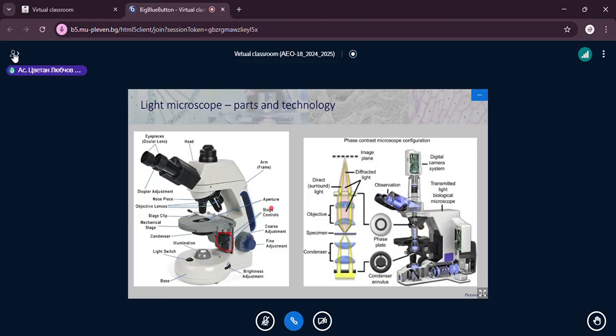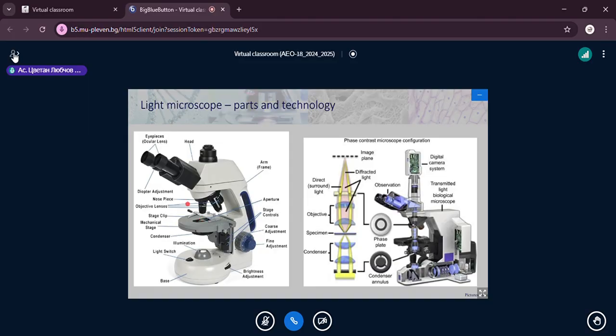These are called stage controllers, in order to move the slides forward and backward, like this and this way, or this and this way. So left and right, forward and backward. This is very important for us because this will allow us to guide ourselves on the slide very precisely. It's a narrow, very narrow way to find whatever we want to see.